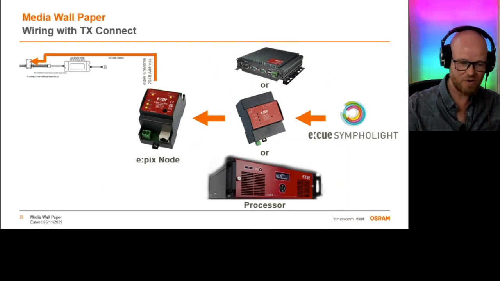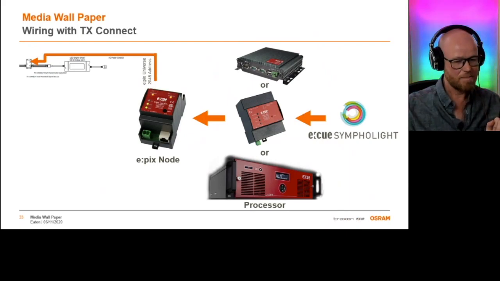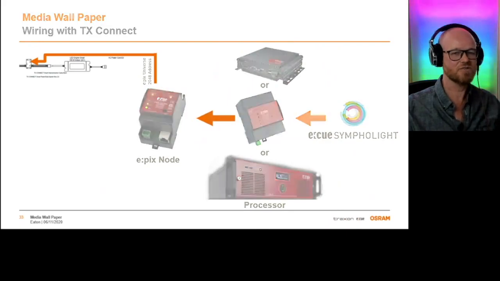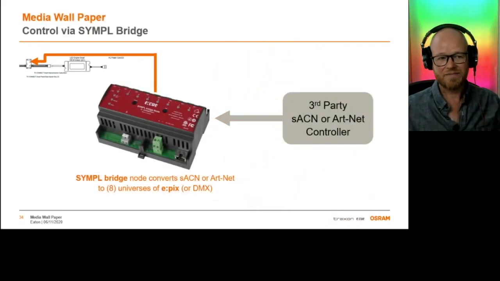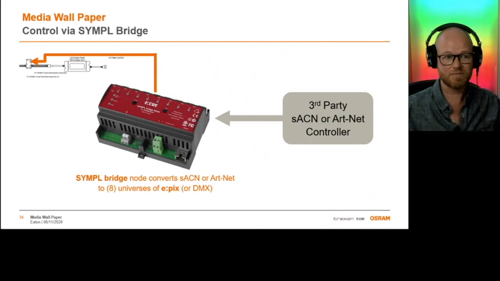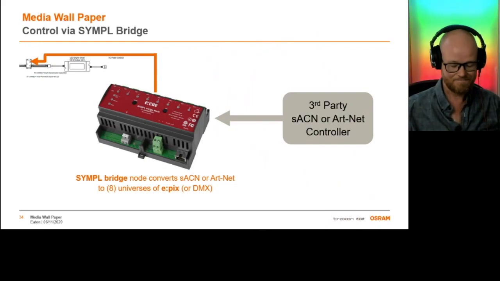I know somebody's going to ask, what if I already have an existing control package on this project? Do I need to change everything over to EQ? The answer is no. We do have a simple bridge node that can receive open Ethernet-based protocols, streaming ACN or ArtNet, and convert that into 8 universes of EPIX control. Again, this is very scalable. We can add additional bridges depending on the scale of your project.